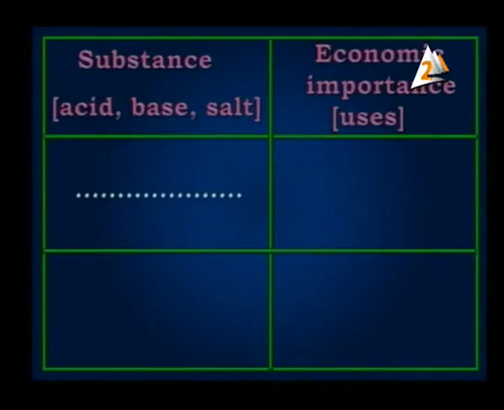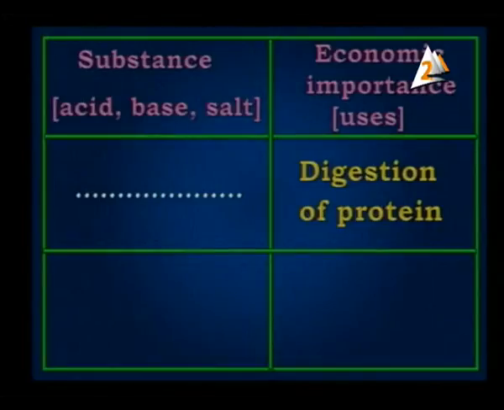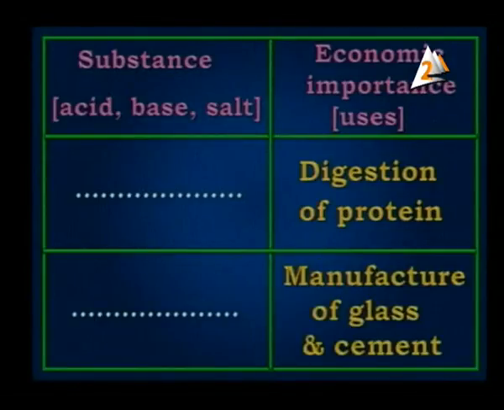Number 1, we have a space. And the second one, the uses, we must have the use. So here we have digestion of protein. It's found in the first cell. It is the economic importance of this substance. It is digestion of protein. So here we have another one. We have a space here and manufacture of glass and cement.